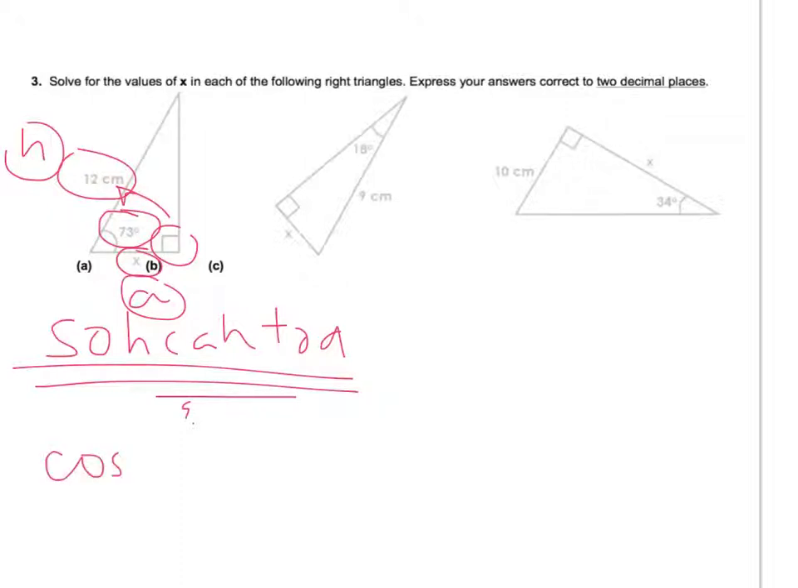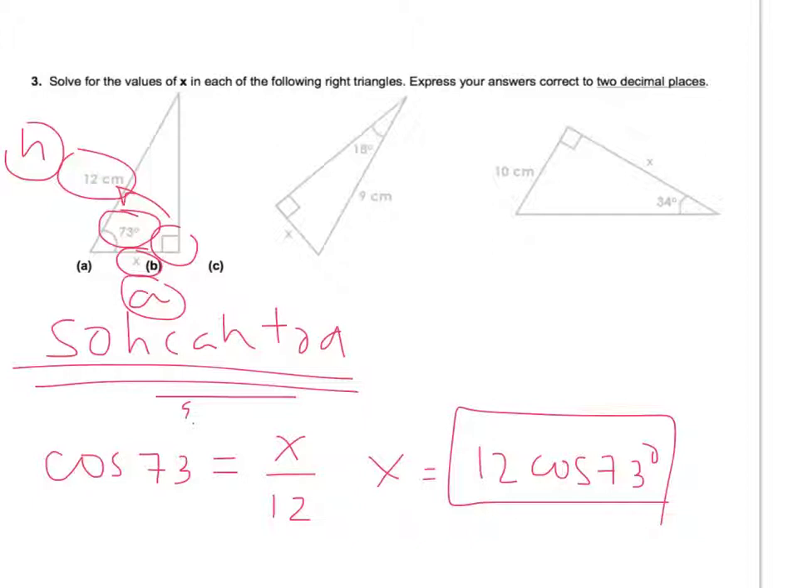Cosine. So cosine of 73 must be equal to, you have to follow the setup, it's A over H. So x over 12. And then you move 12 to the other side. You multiply it. So x must be 12 cosine of 73. Then calculator computation done. Clear? Yes. Okay.